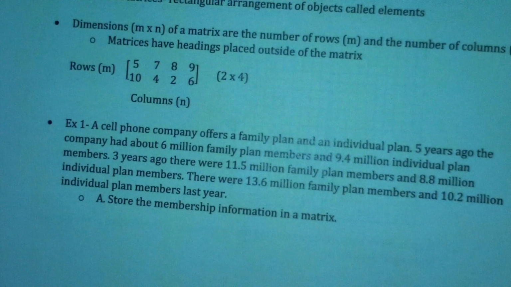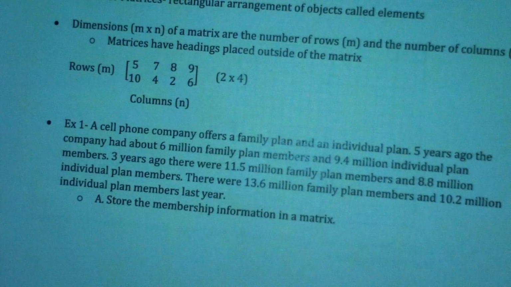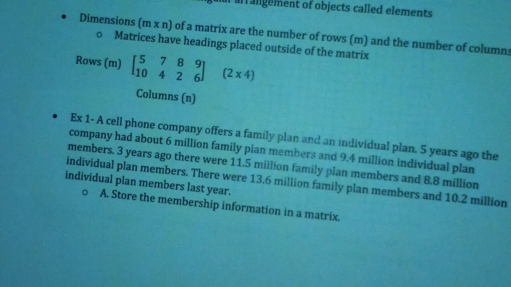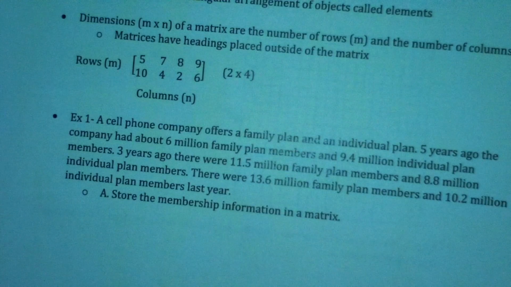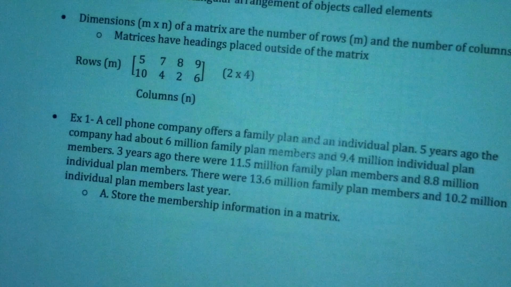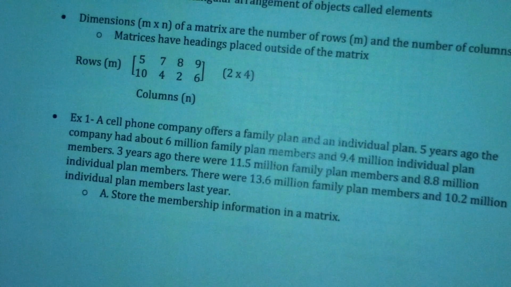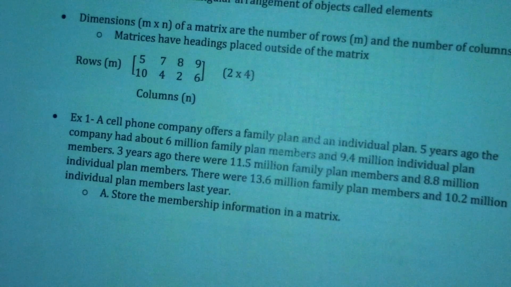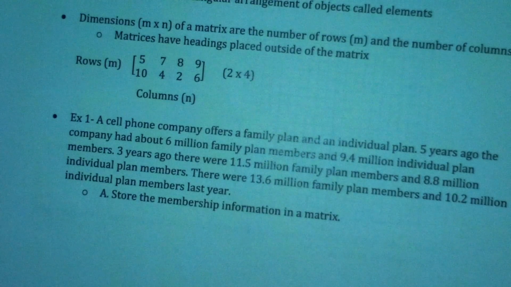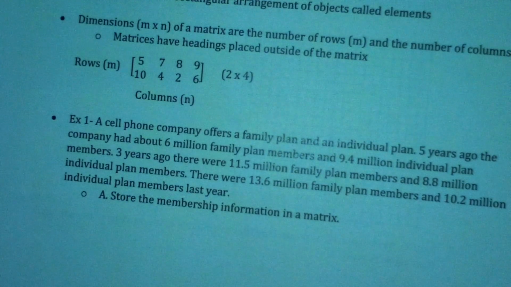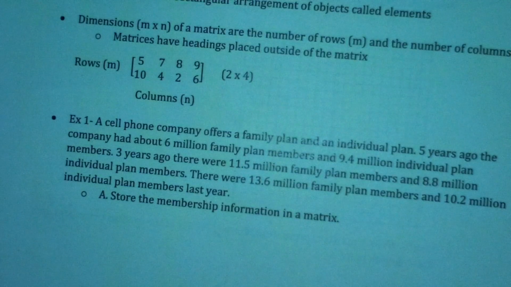A cell phone company offers a family plan and an individual plan. Five years ago, the company had about 6 million family plan members and 9.4 million individuals. Then 3 years ago, there were 11 million family and 8.8 million individual, and then 13.6 million family and 10.2 million individual in the last year. We're supposed to store the membership information, who's in what plan, in a matrix. I'm going to show you 2 different ways you can set this up.